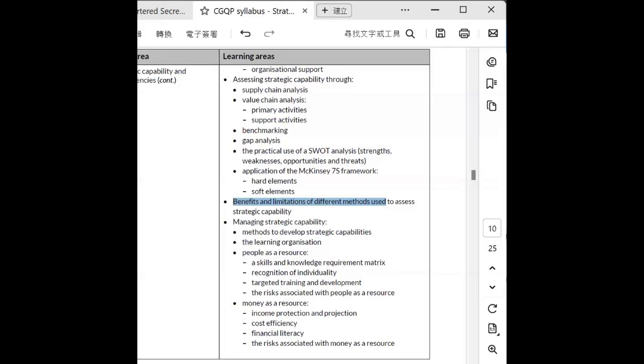Managing strategic capability refers to continuously developing your strengths and adaptabilities through learning, through innovation and resource alignment. So a learning organization will foster continuous improvement, knowledge sharing, and adaptability. So I mean, the common example would be Google, which encourages experimentation and learning through this 20% time policy.